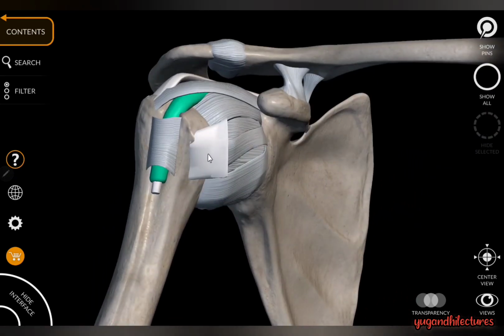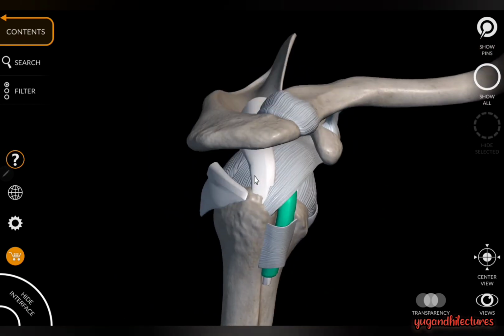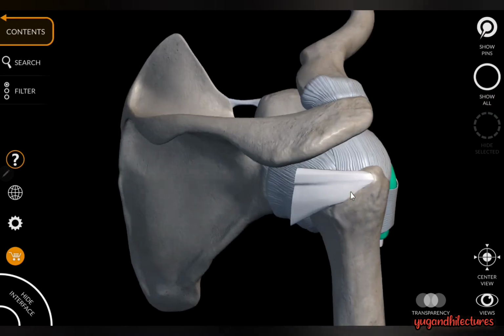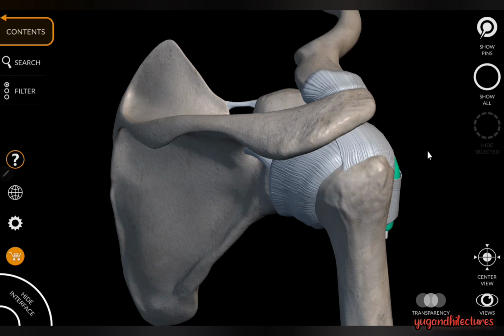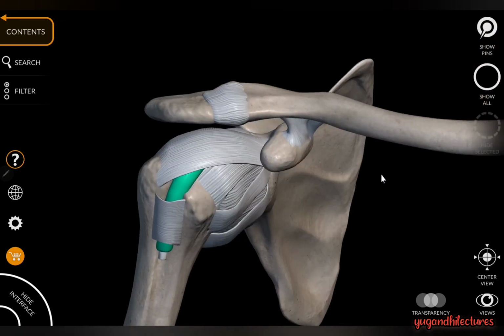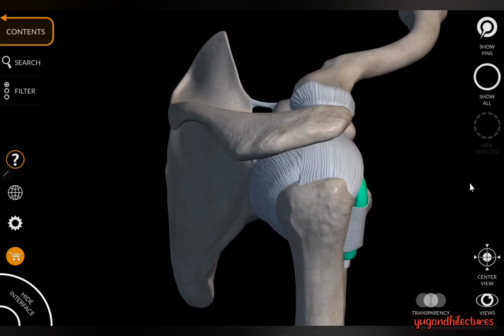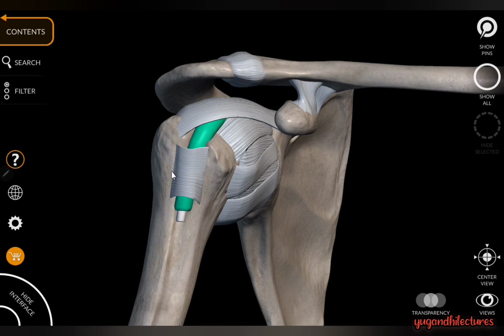So okay, let me remove the tendon of subscapularis muscle and also the tendon of supraspinatus muscle and also the tendon of infraspinatus muscle. These all form the rotator cuff. They also in turn provide stability to the shoulder joint. So since we are looking into the ligaments, I am removing all those things. So the next one is the transverse humeral ligament.